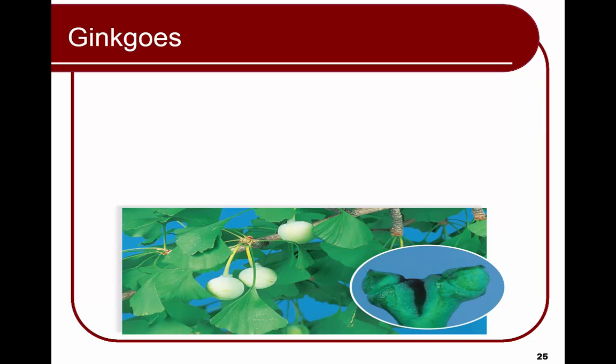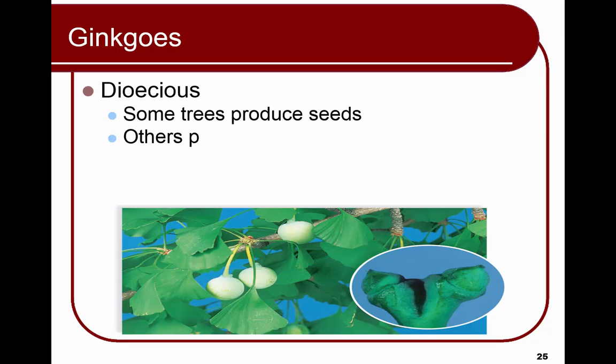Ginkgos, as we said, there's only one remaining species. They are dioecious. Some produce seeds and some produce pollen. The ones that produce the seeds have a horrific smell. It's not pleasant. If you look here at the picture here that's in the little oval circle, that is an ovule on the tip of it. And those white things hanging down, those are the seeds.